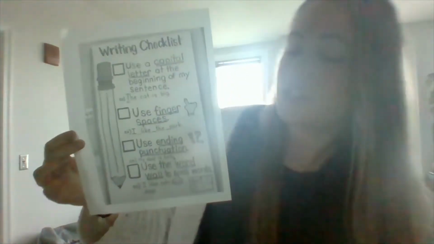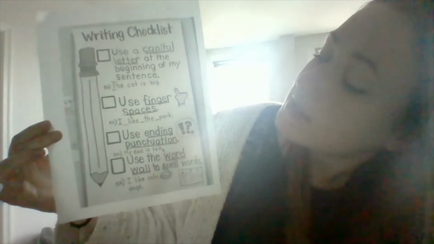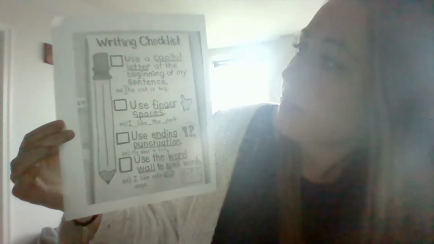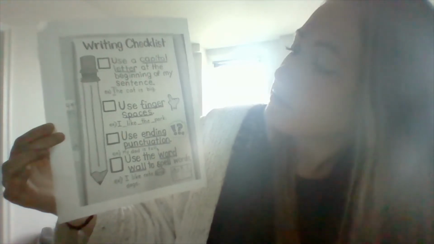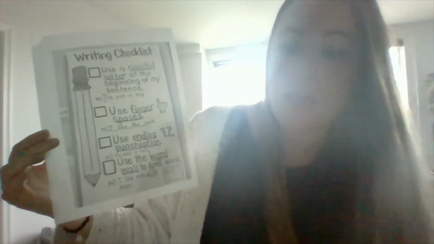So we're going to use our writing checklist again. I'm going to go through each one of these, and then I have an example for you. Use a capital letter at the beginning of your sentence. Okay, so all those need to have capital letters. So I'm going to do that first. I have 2 sentences that I wrote down as examples that are in my paper right now.